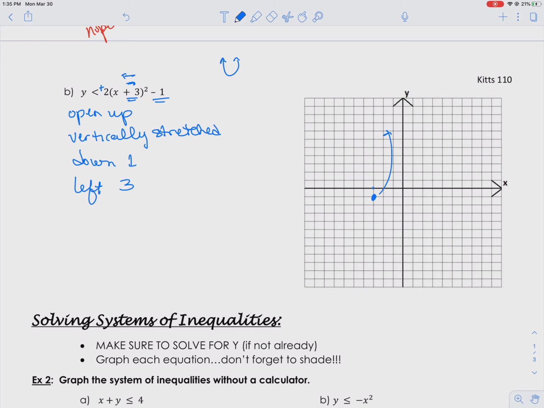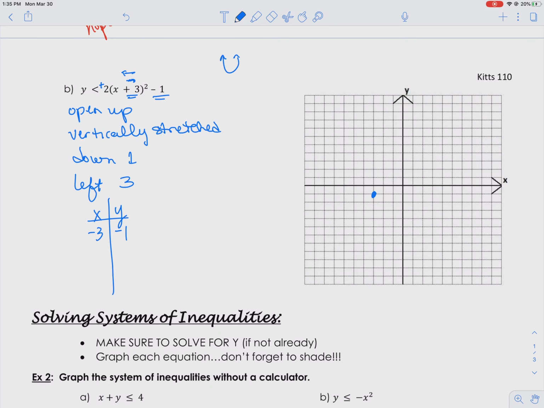Now, I'm not just going to draw something, okay? I'm going to actually calculate what this graph is going to look like. So I'm just going to plug in some points. My vertex was -3, -1. So why don't I stick a -2 in there? If I put a -2 in there, I'm going to get 2 times 1 minus 1, so that's just going to give me 1.